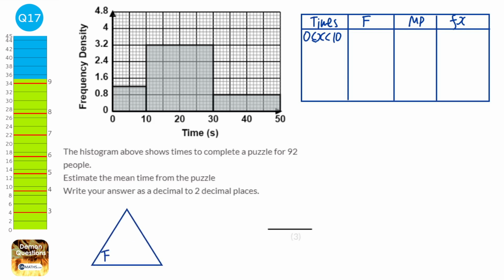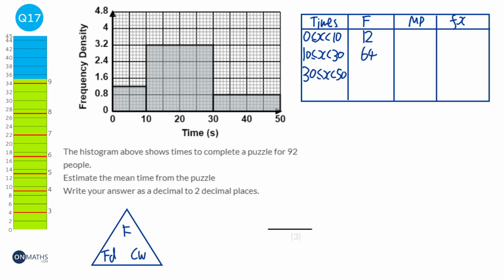And to find the frequency, well, I might as well just show this. So the frequency density is proportional to the frequency over class width. The class width here is 10, and the frequency density is 1.2, so 10 times 1.2 will be 12. And then the next group is up to 30, so we're doing 20 times 3.2, which will be 64. And then the final one will be 30 to 50. So again, we're doing 20 times 0.8, which will be 16.